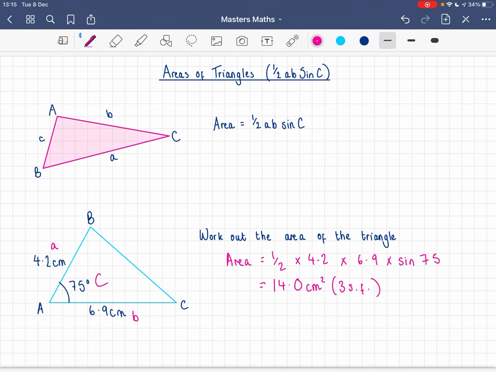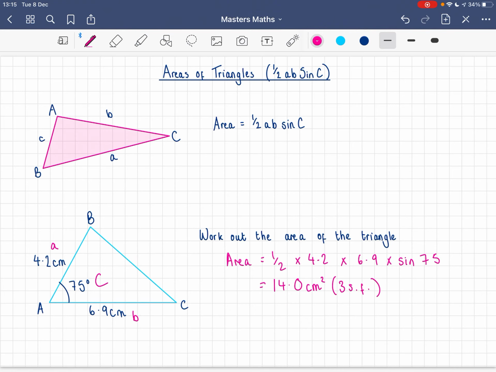I've put the 0.0 because I'm giving it to 3 significant figures. Obviously, it is just a placeholder. It doesn't add any value to my number whatsoever. But if you're being asked to give your answer to 3 significant figures, you need that 0.0 to show that there are 3 significant figures there. And that's it. That's as basic as it's going to get.